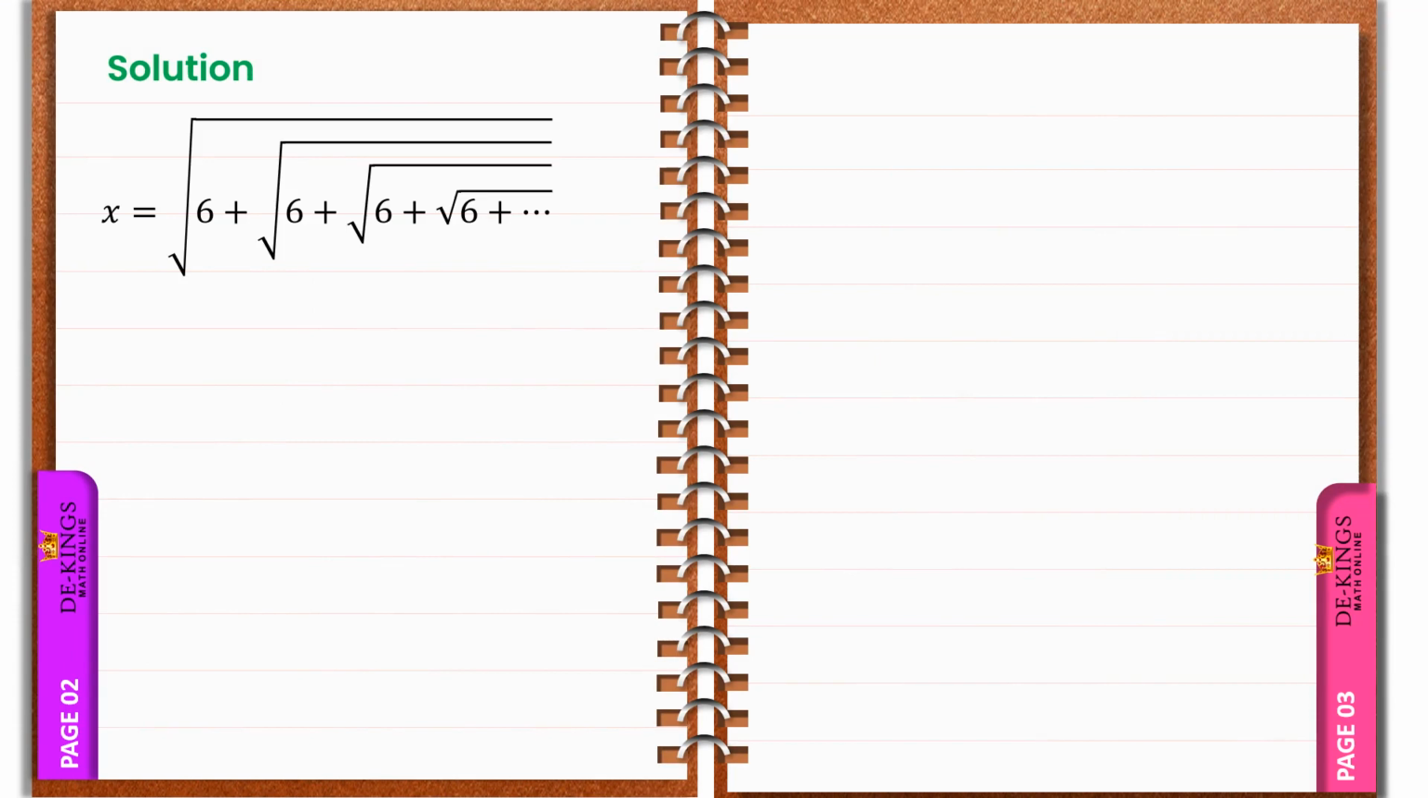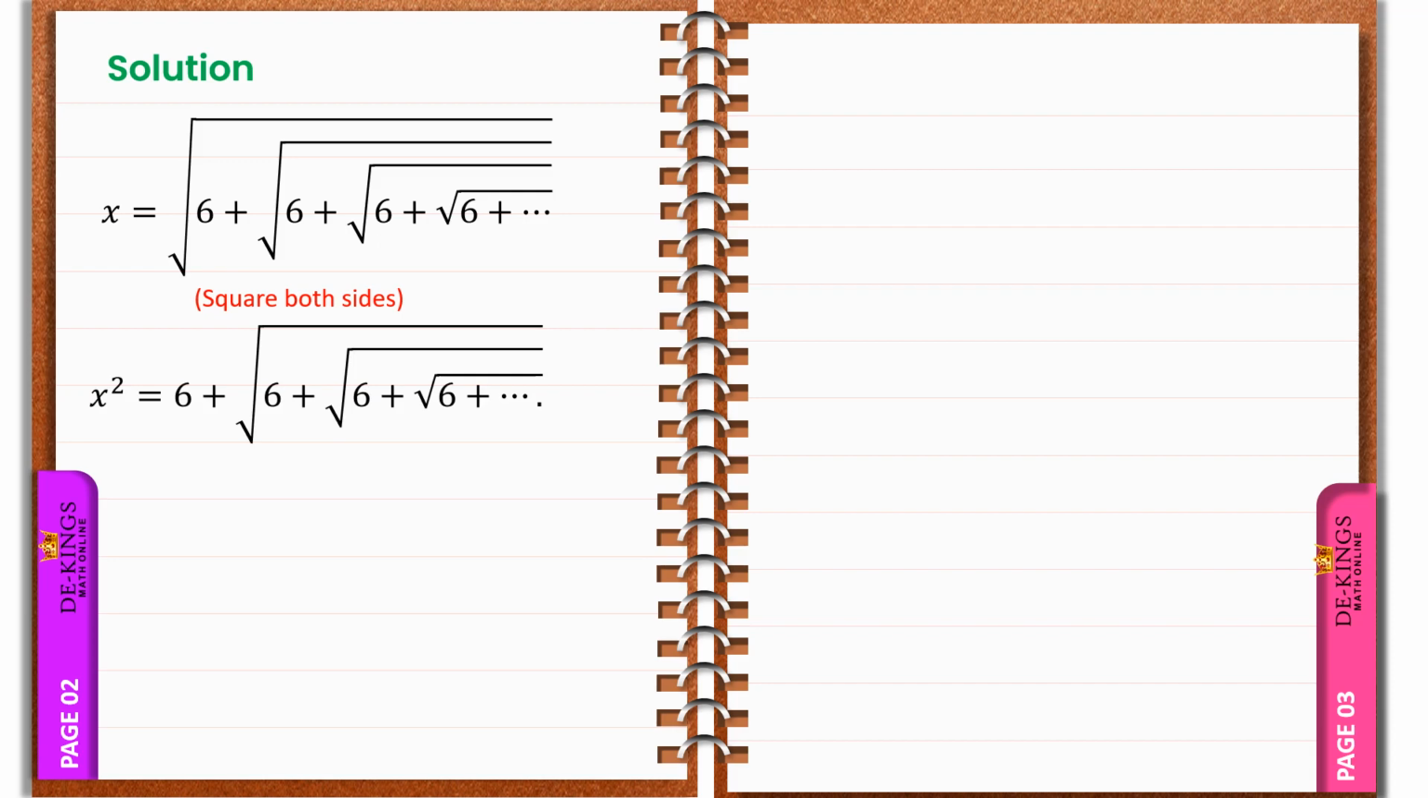From the question, we're told that x is equal to this, so let's get that at the back of our mind. The first thing we're going to do is to square both sides. So when we square both sides, we are going to have x squared equal to 6 plus our radical infinite. Squaring both sides will remove the first root sign. Now, since we know that x is equal to the radical infinite, we're going to replace the radical part with x, and that will give us x squared equals 6 plus x.